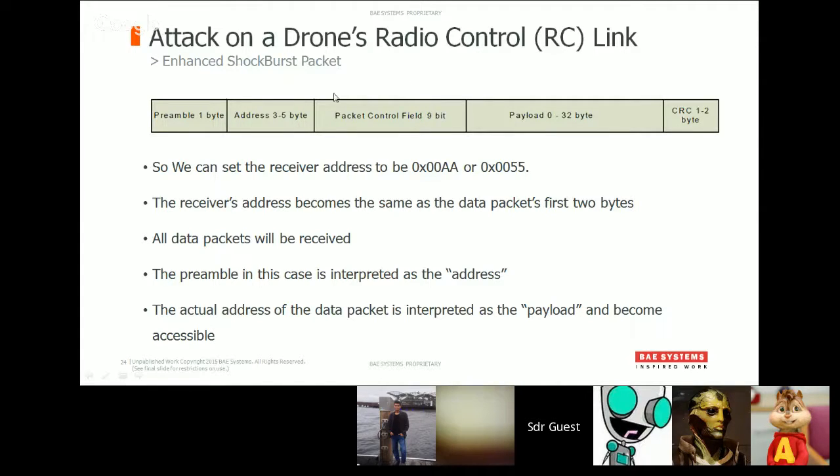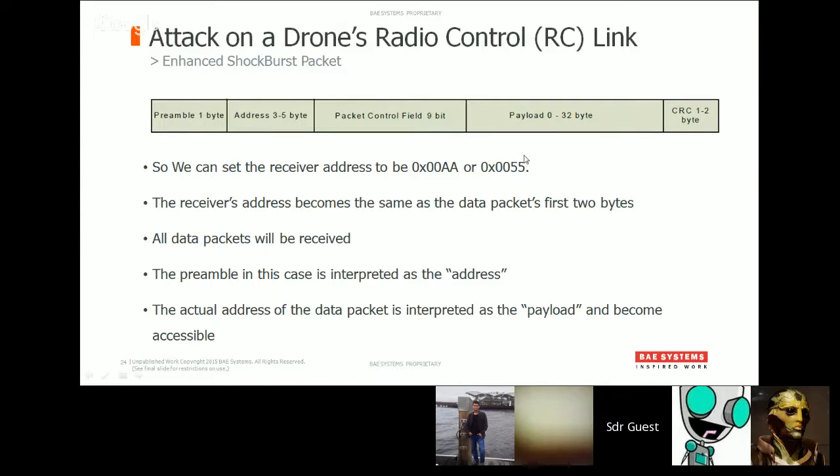The receiver takes it as the control bit, and then it takes the following data to be the payload. But if we change the address to be 00AA, it will take this preamble as the address of the air data package, and then take the first byte of the address as the control field, and then take the following data as the payload. And that's where I made a mistake.